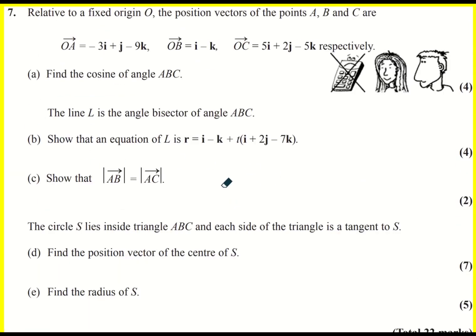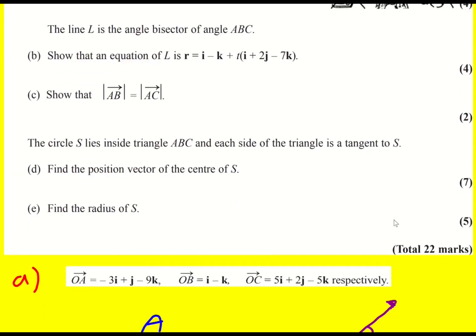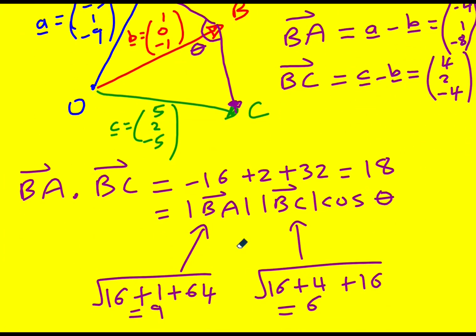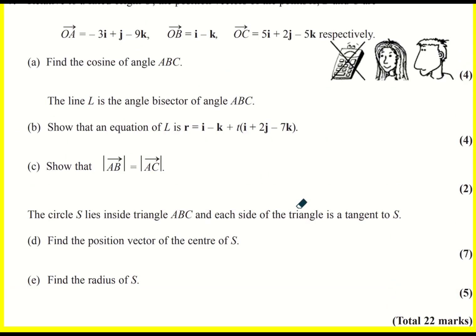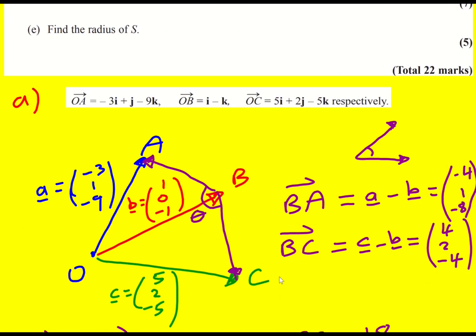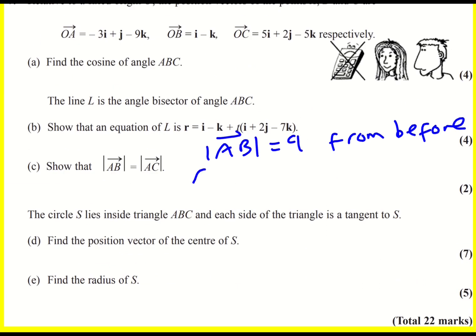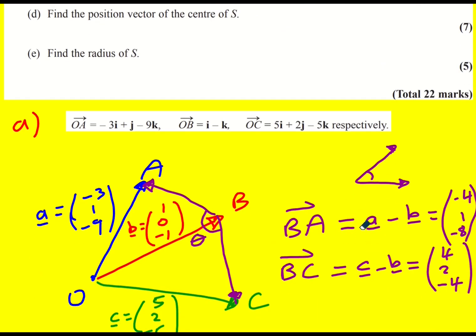Amazingly, part c is actually really nice, because we've already calculated, where did we do it? We've calculated that BA is 9 and BC is 6. So AB is equal to 9 from before. Now, previously we didn't calculate AC, so we're going to need to do that. AC is going to be C minus A.